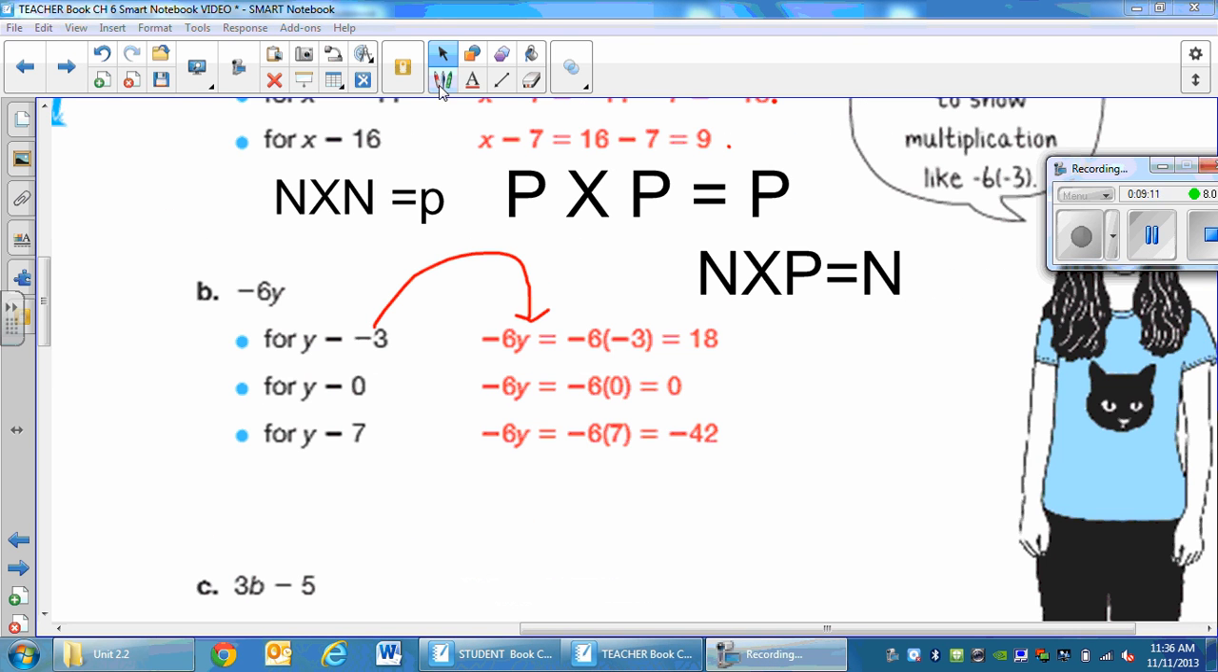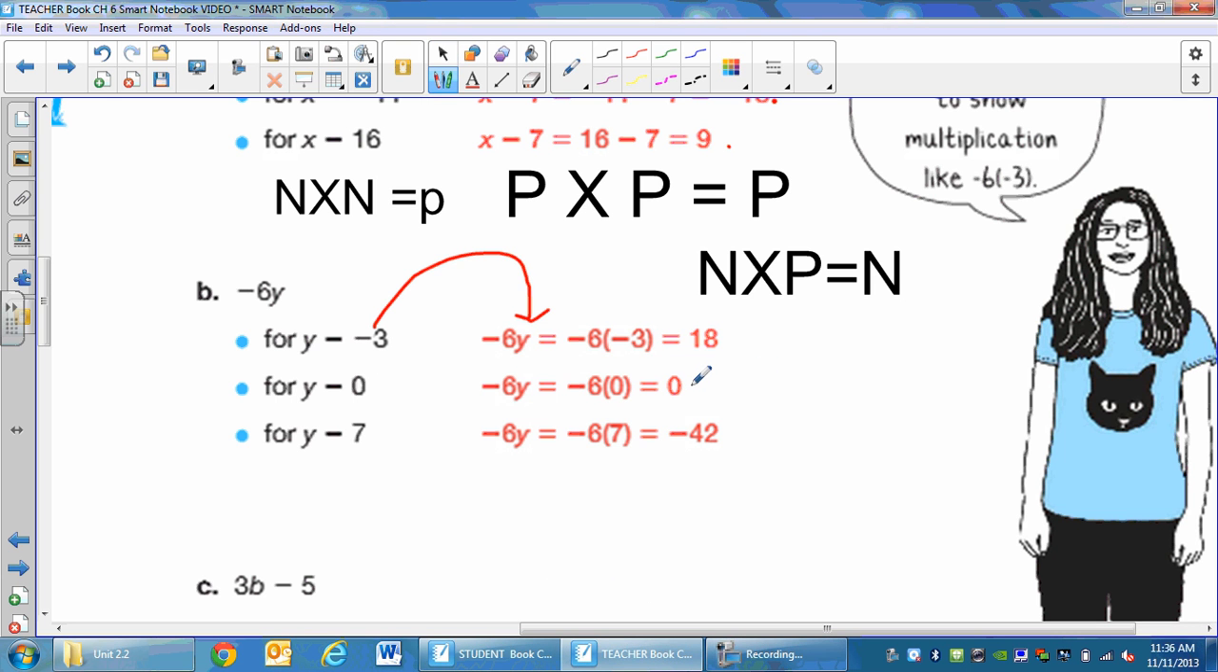All right, you should have gotten 0 because a negative times 0 is just 0, 0 times anything, and then negative 42. A negative times a positive is a negative, and that's what we said right there.